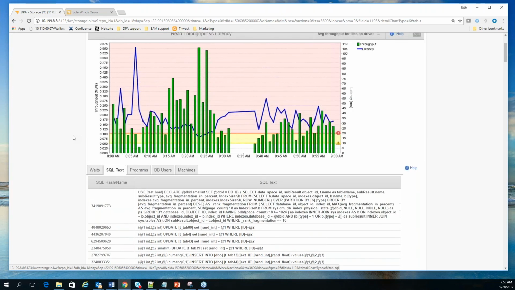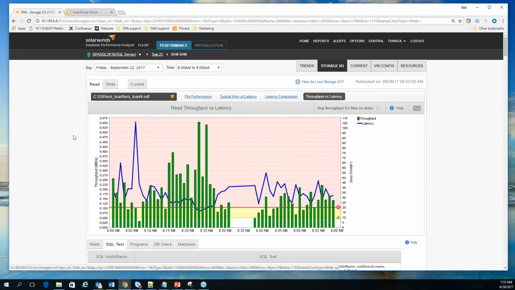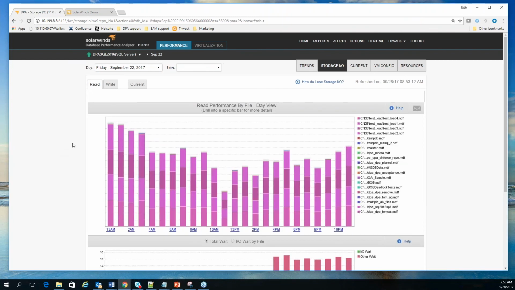I wouldn't necessarily come here unless the waits told me to. In other words, I always focus on the waits first, right? But if I have significant disk activity or waits for my end users, absolutely I'm looking at storage I/O.